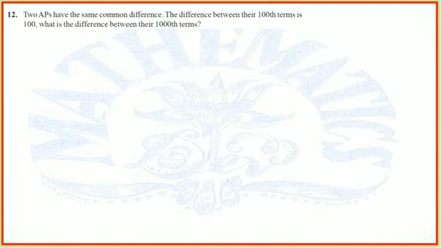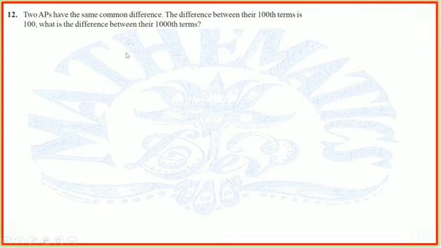Now the next question is question number 12. Two APs have the same common difference. The difference between their 100th terms is 100. What is the difference between their 1000th terms? Now this is an important question, and you have to pay extra attention here. The difference between their 100th terms is 100. So we need two different APs having a common difference, which means the value of d will be the same for both APs.